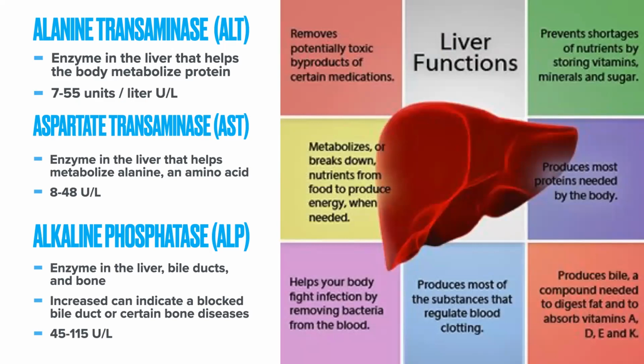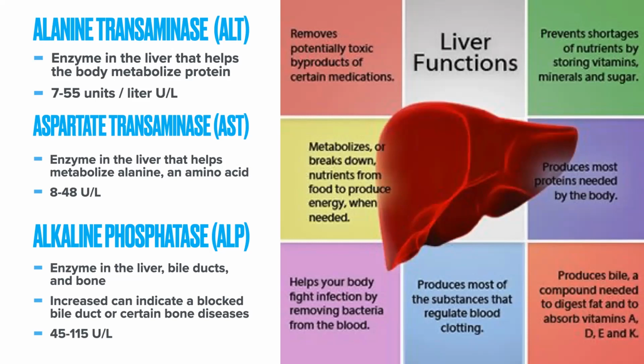And then aspartate transaminase. AST is an enzyme in the liver that helps metabolize alanine, an amino acid, and it's 8 to 48 units per liter. And then ALP, or alkaline phosphatase, is an enzyme in the liver, bile ducts, and bone. An increase can indicate a blocked bile duct or certain bone diseases, and it's 45 to 115.